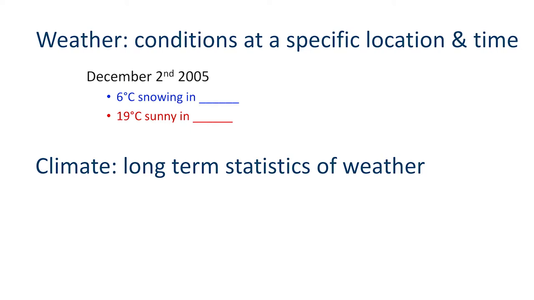So I'm going to use this example from December 2nd, 2005 as a real example. I was in Montreal for a climate conference, and I phoned back to my family. They live in Victoria. It was 6 degrees and snowing in one of those places and 19 degrees and sunny in the other.